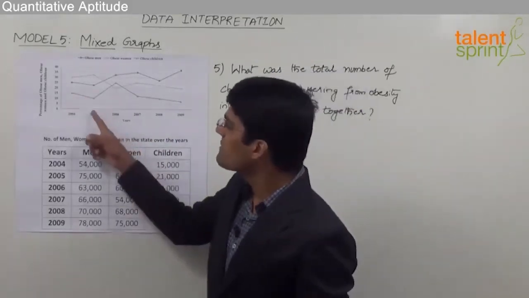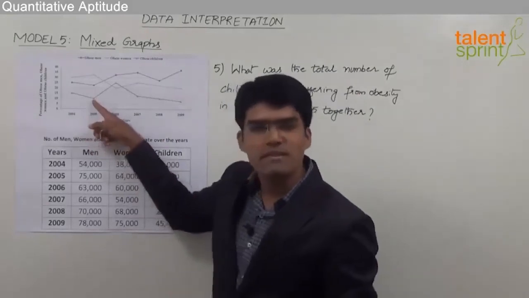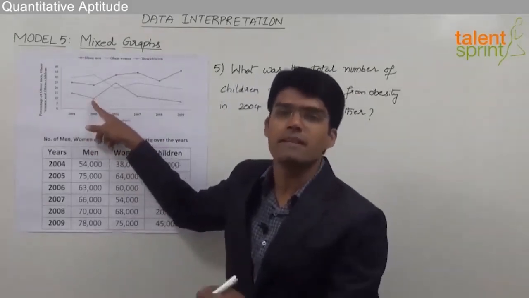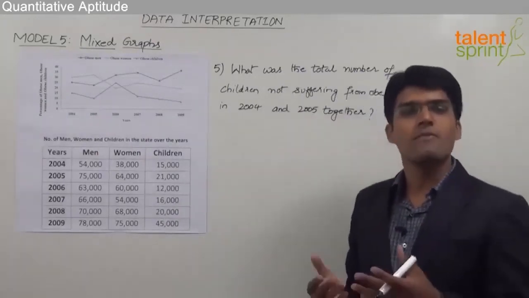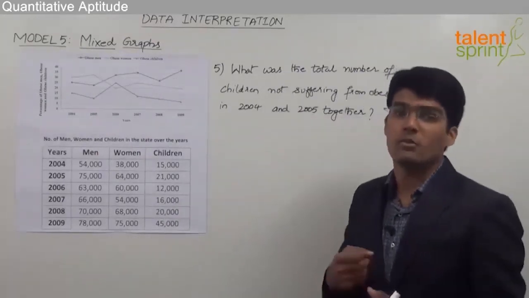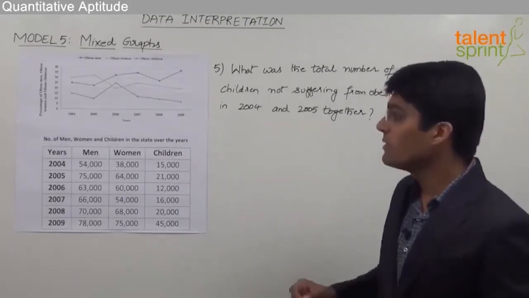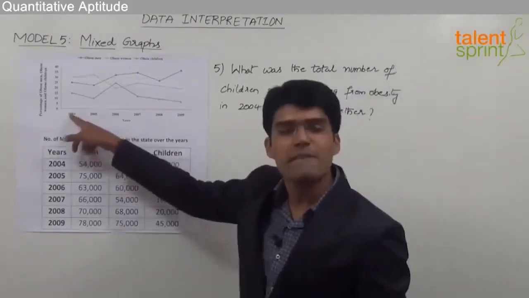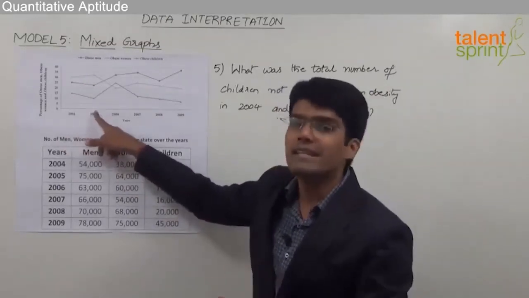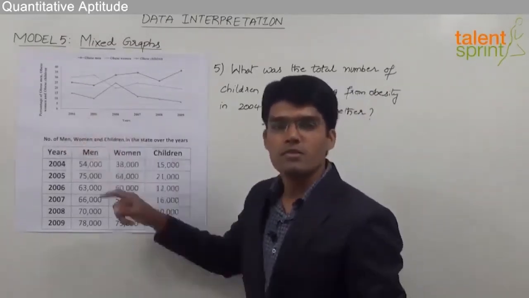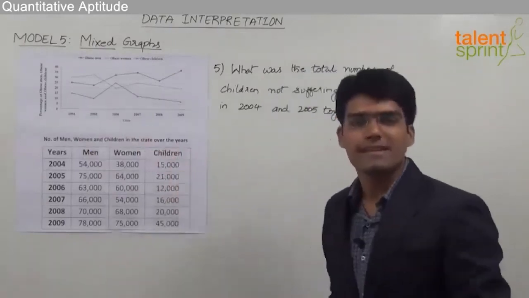Likewise, in the year 2005, we can see that 10% of the children are obese. That means they are suffering from obesity. So if 10% of the children are suffering from obesity, it is obvious that the remaining 90% were not suffering from obesity. So now we know that in 2004, 85% of the children were not affected by obesity, and in 2005, 90% of the children were not affected by obesity. So by taking the total of these two values, we get the required answer.